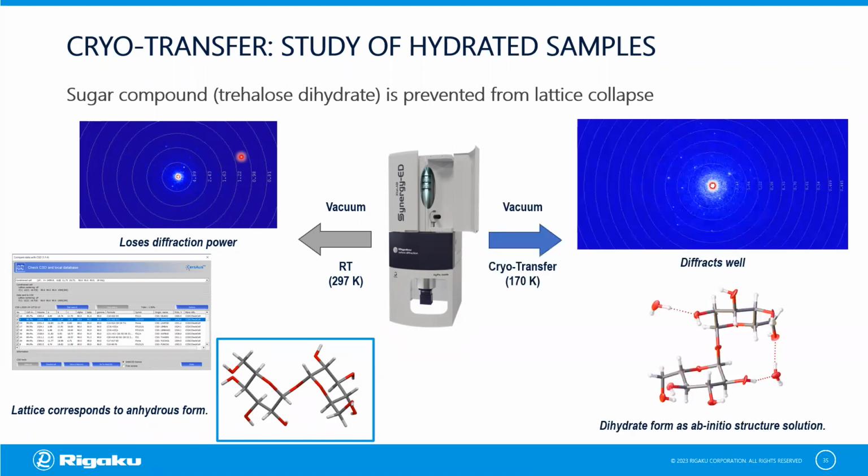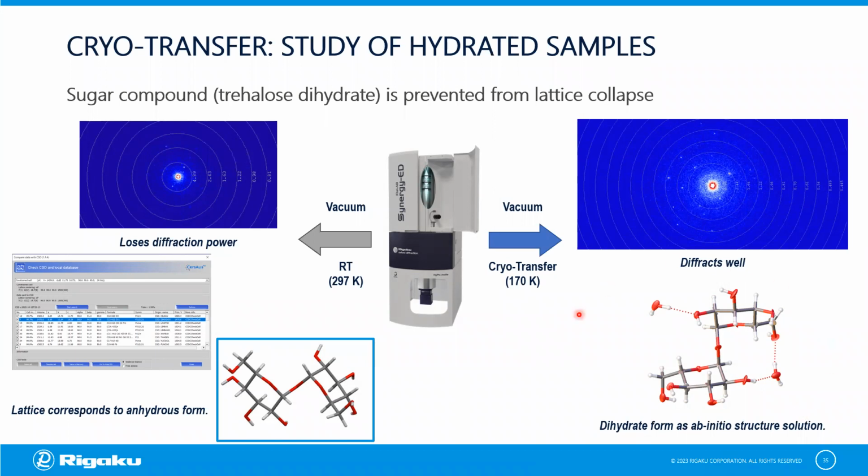Now, if we use our cryo transfer holder and measure at 170 Kelvin under high vacuum, we could see that the resolution limit increases rapidly. It diffracts well to almost 0.8, even below 0.8 angstrom. We could get the dihydrate form, as you can see here.